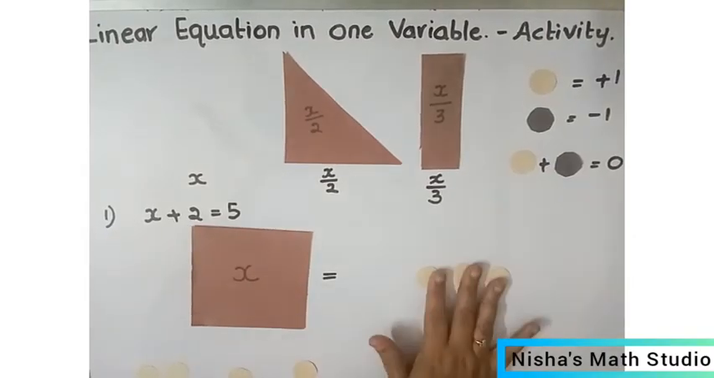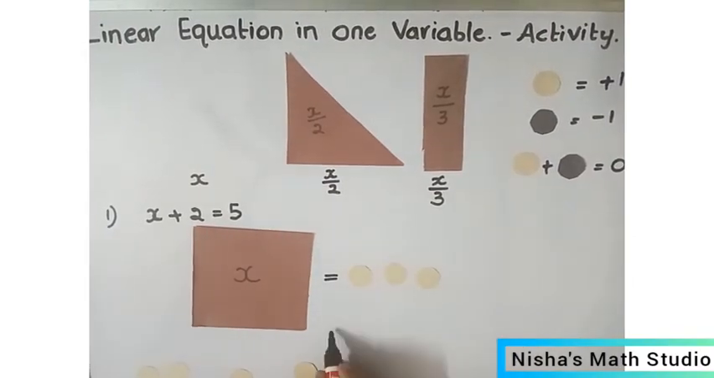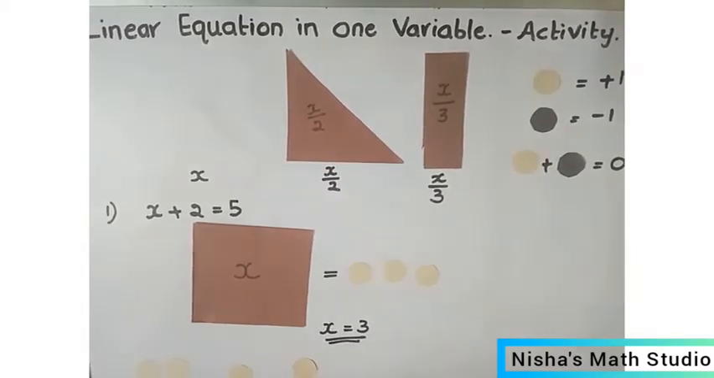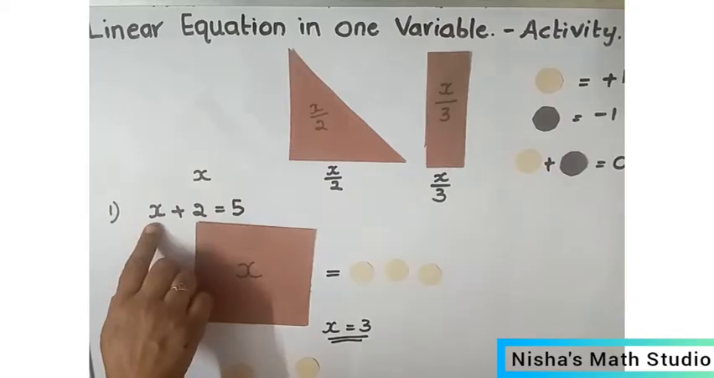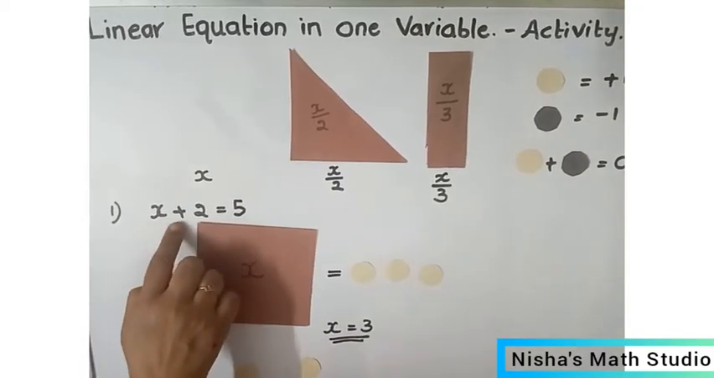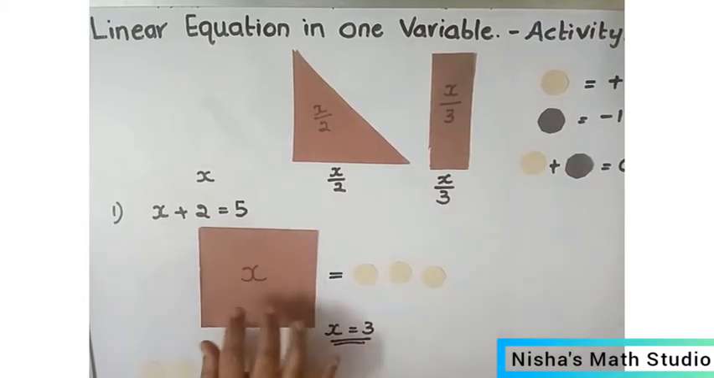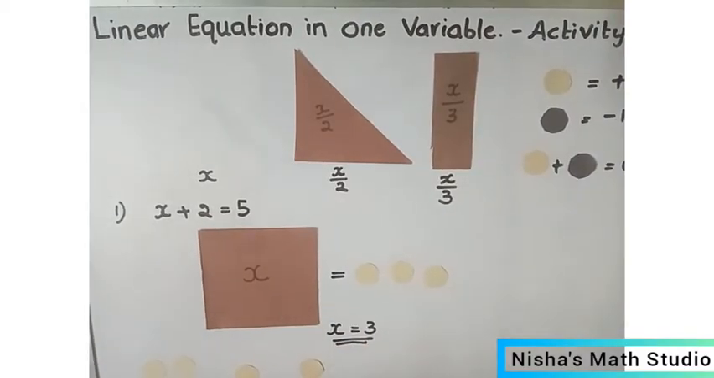Now you have x is equal to 3, which is the solution for this equation. We can verify this. If you put this 3 in the place of x, it becomes 3 plus 2 which is equal to 5. 3 plus 2 is 5, 5 is equal to 5. So this solution is correct.